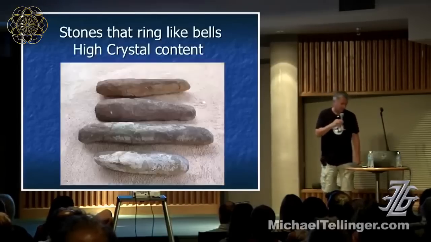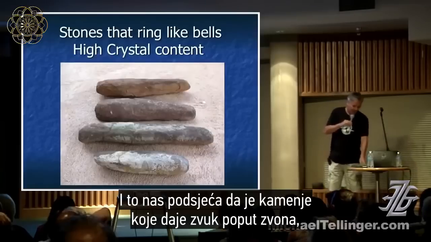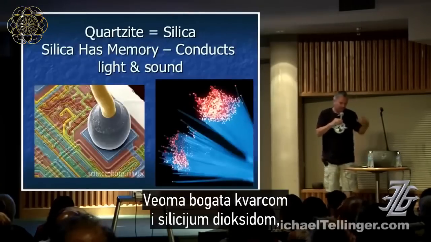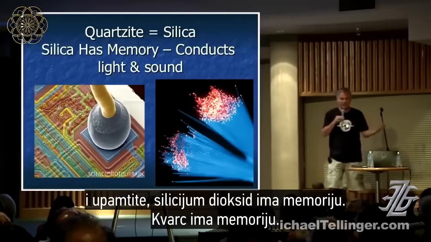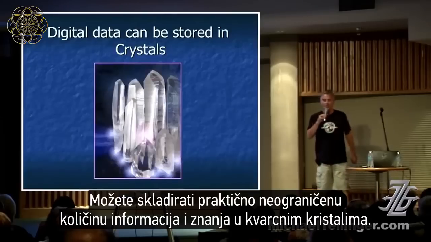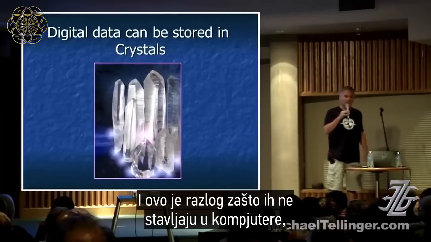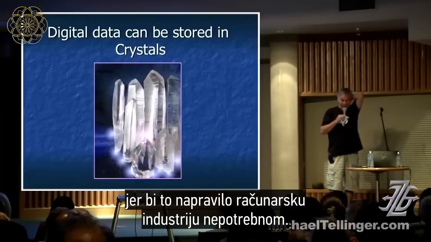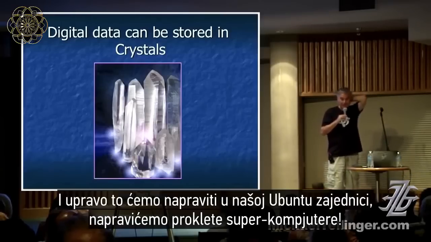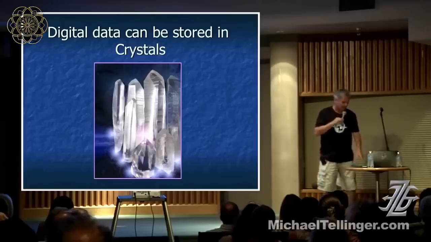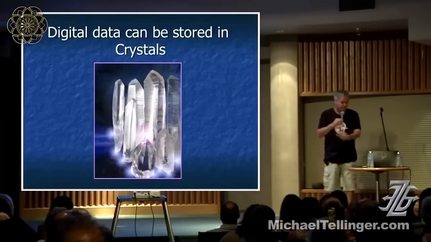And that reminds us that the stones that ring like bells are what? They're just crystals. They're very, very high in crystalline substance. Very rich in quartz and silica. And remember, silica carries memory. Quartz carries memory. You can store a virtually infinite amount of information and knowledge in quartz crystals. And this is why they don't put them in our computers, because that would make the computer industry obsolete. You buy a computer once and never again. And that's what we're going to do in our Ubuntu communities, build bloody supercomputers, because we know how to make them.